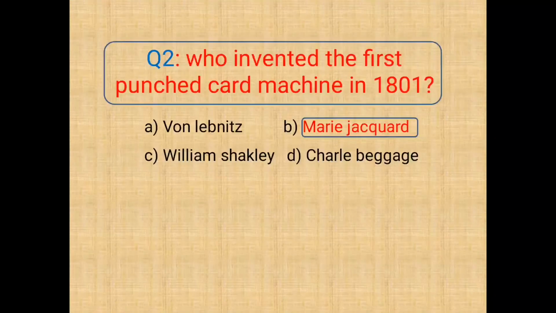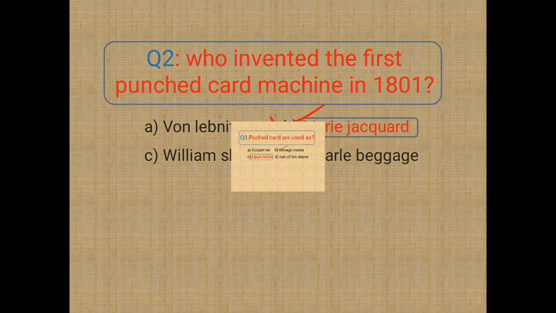Next question. Question number 2. Who invented the first punch card machine in 1801? A. Leibniz. B. Mary Jacquet. C. William Shockley. And D. Charles Babbage. So in this case, the correct option is Mary Jacquet, option B. This one is the correct answer.